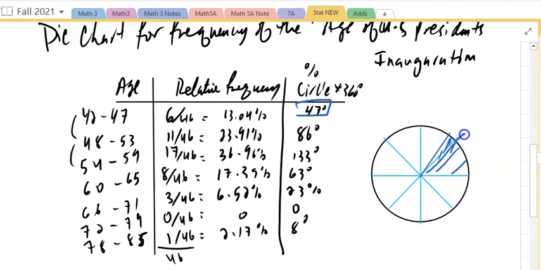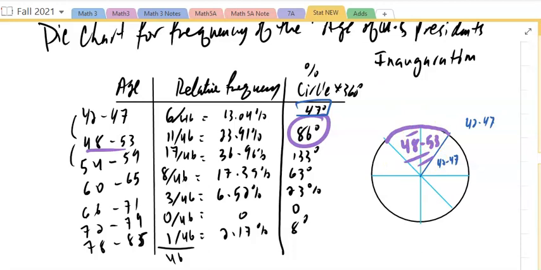And here we would say this is the 42 to 47. You could label it on it if you want, if you can fit it in. 86 degrees. Well, let's see. That's about 90. I took 2 degrees off, so that's about 88 degrees. That's good enough. I'll take that, and I'll mark that as the 48 to 53.